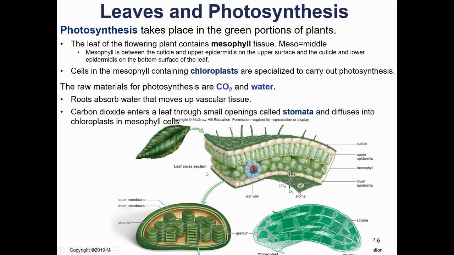So chloroplasts are specialized organelles. They carry out photosynthesis. And the raw materials for photosynthesis are carbon dioxide and water. We need those two for photosynthesis to take place, and then solar energy to drive that. Photosynthesis is building a big molecule from two smaller ones. So it is a synthesis reaction. It is a building reaction.